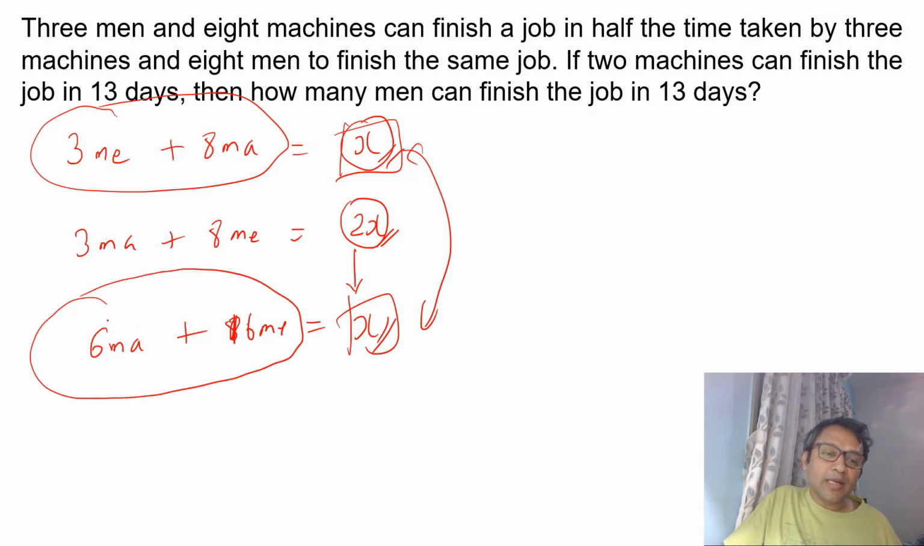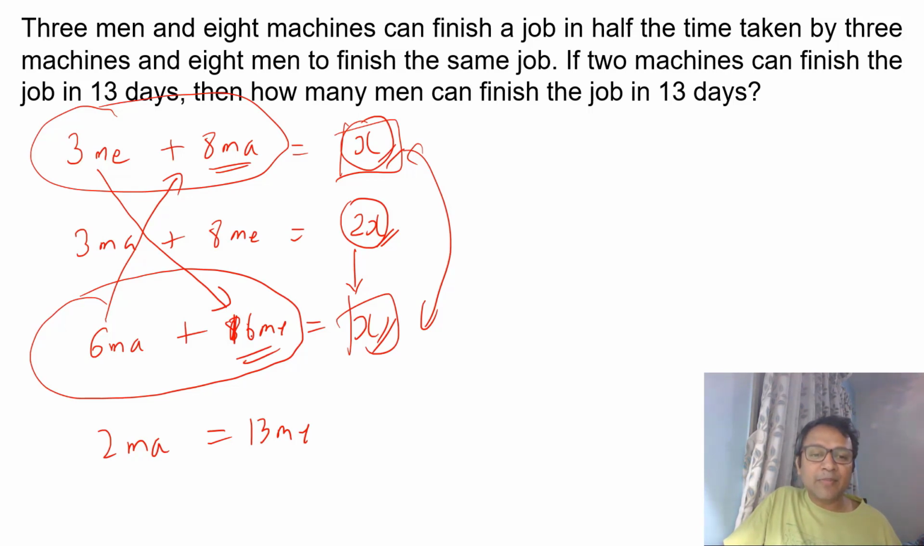So if you notice properly, the extra number of machines out here is 2 machines, which should be equal to the work of 13 men. The extra 2 machines out here will do the same work as 13 men extra out here because they complete the work at the same time. So 2 machines equal to 13 men. Now we know that 2 machines can complete a work in 13 days. So automatically 13 men can also complete a work in 13 days. So the answer will be 13.